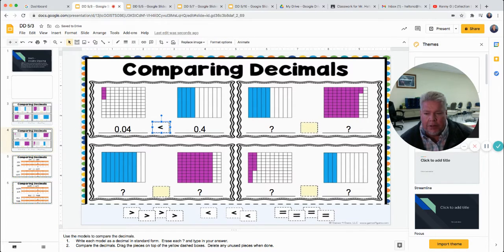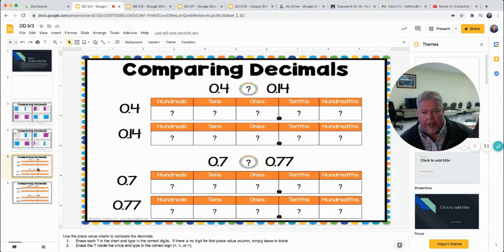There's no tricky ones, I don't think, on the first slide. I think that's the only tricky one. Just count the hundredths down here. It's not hard. The last two slides, we're looking at number lines. I'm going to work one for you because I don't want to work them all for you. There's only 4. All right, so we're comparing 4 tenths to 14 hundredths.